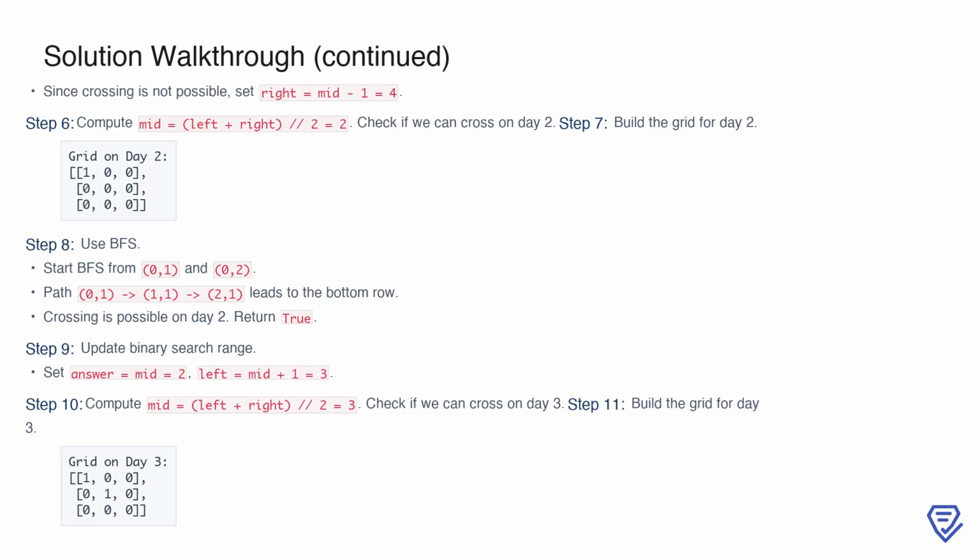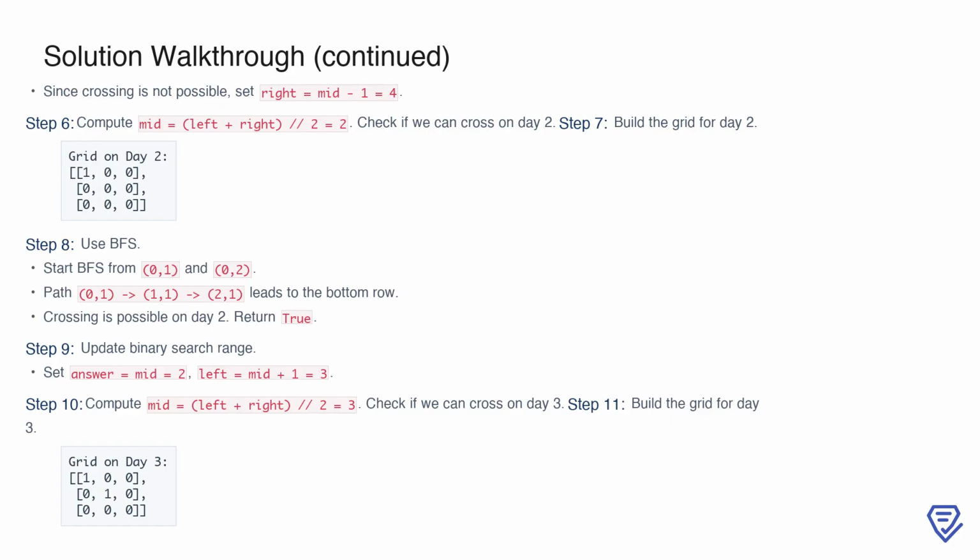Since crossing was not possible on day 5, we reduce the search range by setting right to mid - 1, which makes it 4. We recompute the middle point mid as (left + right) // 2, resulting in 2. Now we evaluate if crossing is possible on day 2. We build the grid using the first 2 cells from the input.